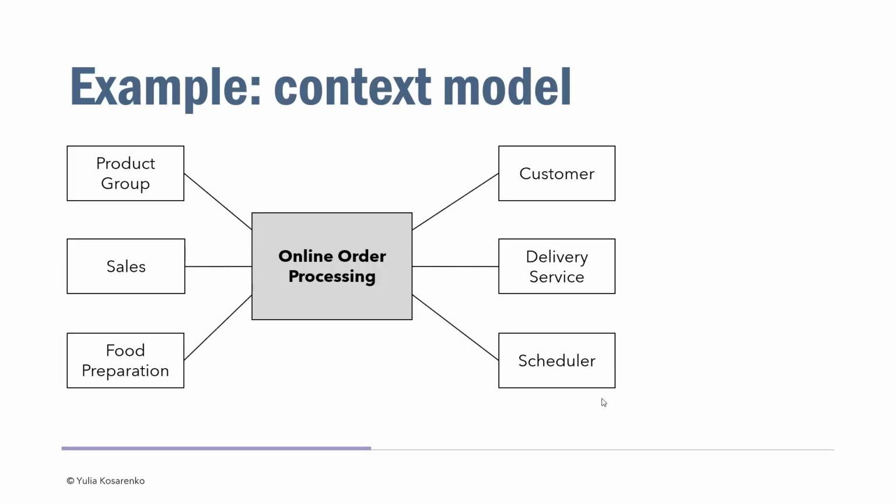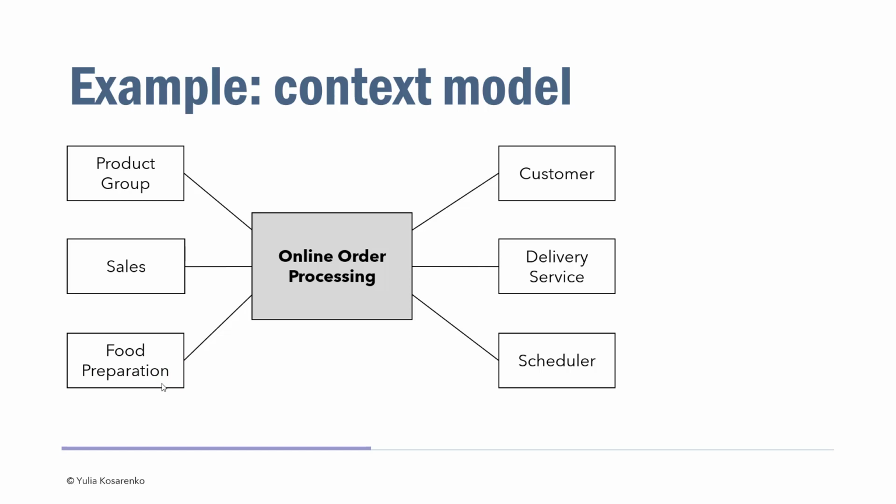Here is an example of a context model that you may be creating during your discovery process. In this case, an online order processing solution exists in this context. These are all of the different entities that will interact with this solution. On my internal side is a product group who will provide information about products, a sales group that will perhaps be processing the orders, and a food preparation group that will be preparing the orders that you will be placing online.